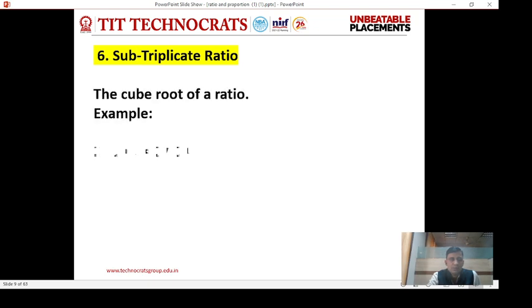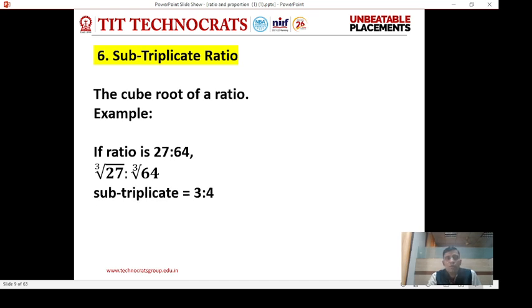subtriplicate ratio. Subtriplicate ratio is the cube root of a ratio. Triplicate ratio means cube of the number, and subtriplicate ratio means cube root of a ratio. Okay guys, 27 ratio 64. The subtriplicate ratio will be 3 ratio 4.